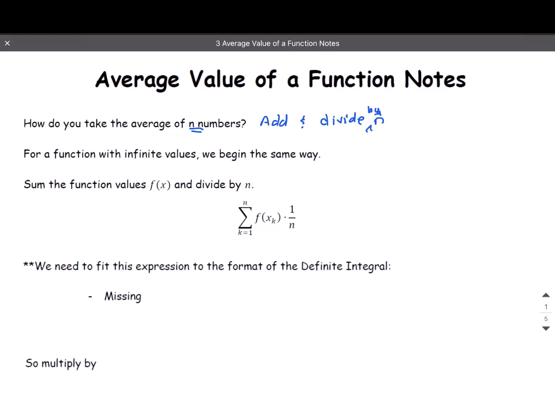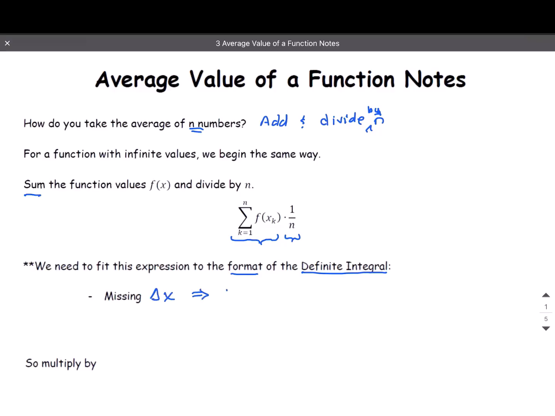So for a function with infinite values, we start the same way. We sum up the function values f of x and divide by n. This is the part that tells us to add them up, and this is the part that tells us to divide by n. Now this looks familiar, but it's not quite the format of the definite integral. We want to fit that format. What's missing? The piece that's missing is the delta x.